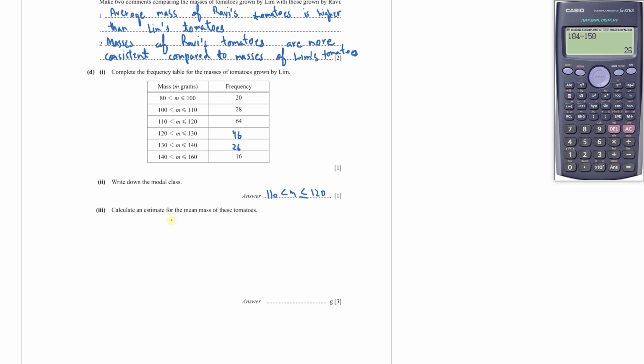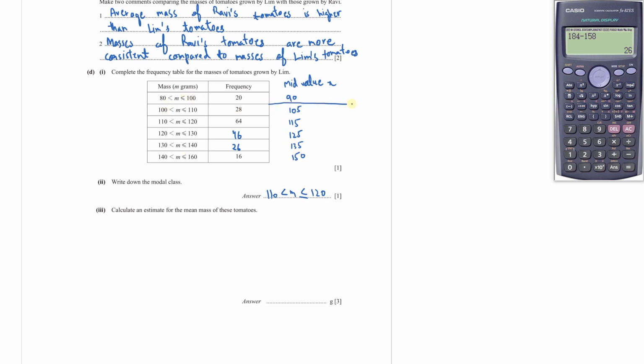Part 3 is calculate an estimate for the mean mass of these tomatoes. Since we are given class values here, we will use the mid values. So let me draw another column here. Let's call this mid value x. What is the mid value for 80 and 100, which is 90. Mid value here will be 105, 115, 125, 135, and then 150. So these are the mid values for these classes.